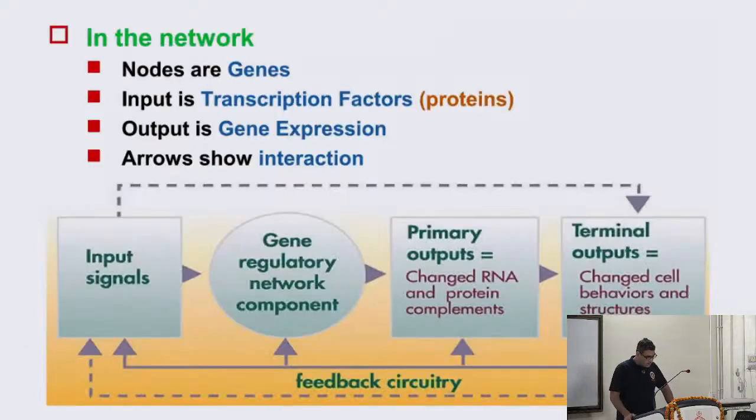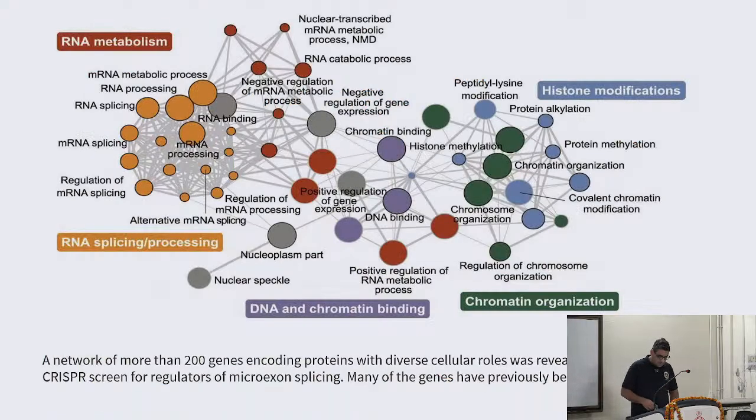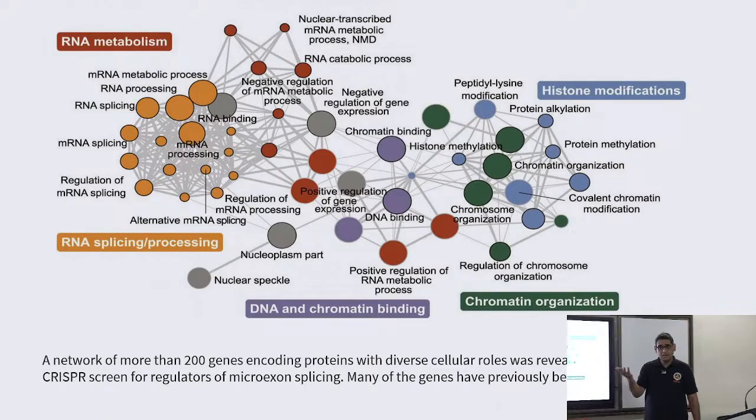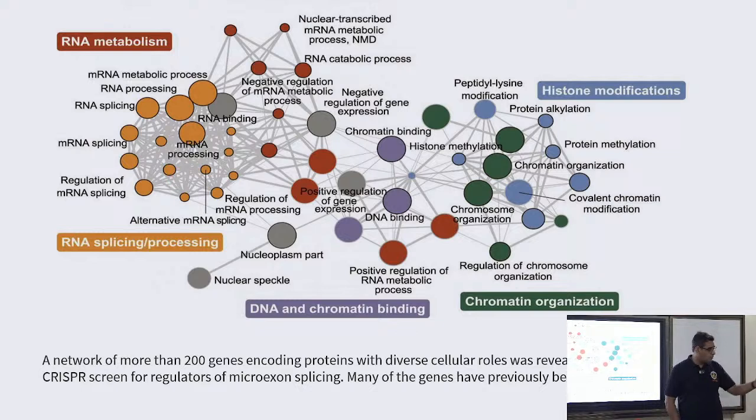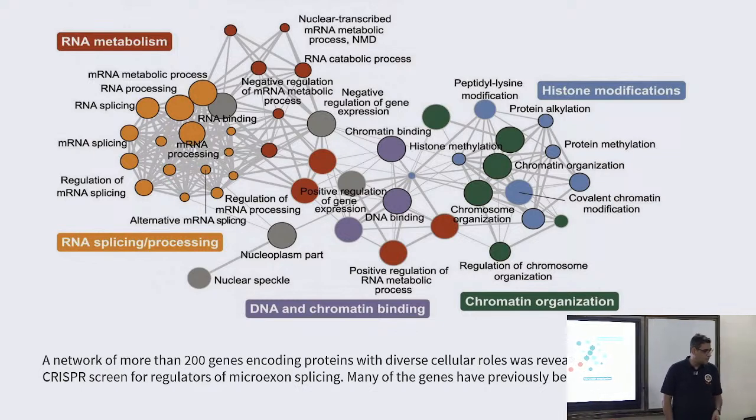So in the network, this I already explained. Now you see this picture: 200 genes encoding proteins with diverse cellular roles were revealed in a non-biased CRISPR screen for regulators of, this is one example. Many of the genes have previously been linked to autism. This is one example given for the disease. Now autism is a big problem these days. So many other problems are there, neuro, again coming to the neuro connection.